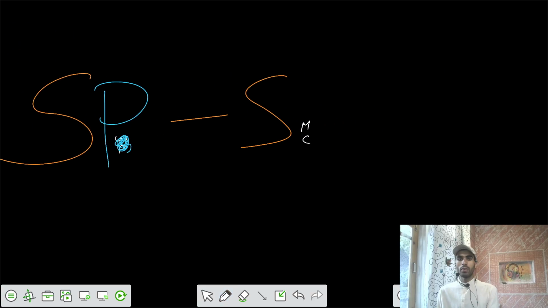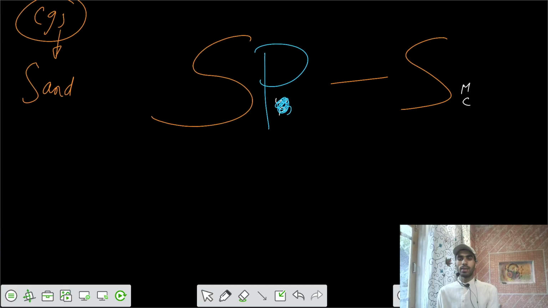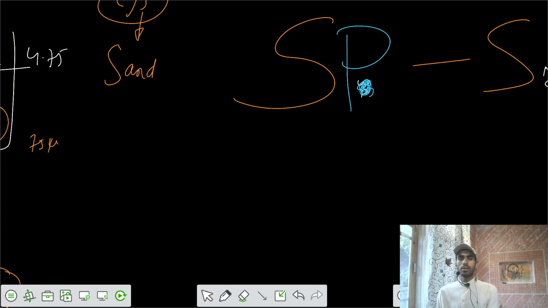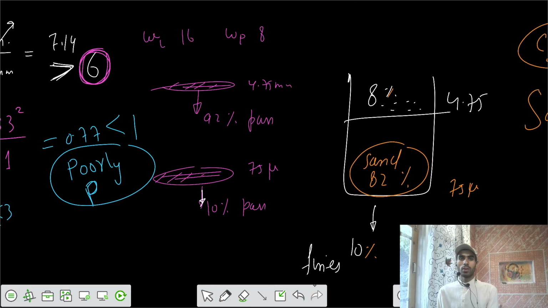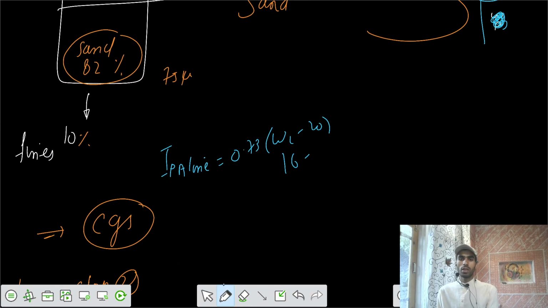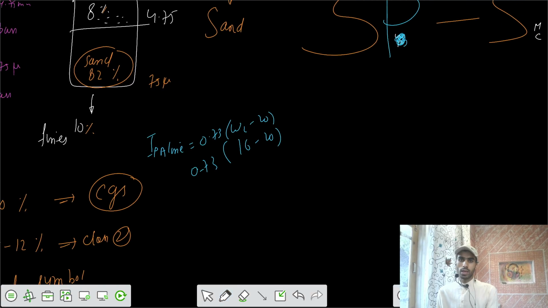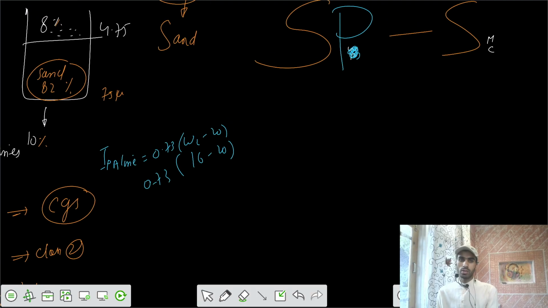Now from this side we need to say whether this is SM or SC. Let's talk about the plasticity value, the A-line. What is the equation for the A-line? 0.73 times (liquid limit minus 20). The liquid limit of 16 was given to you, so 16 minus 20 times 0.73. This value becomes negative.